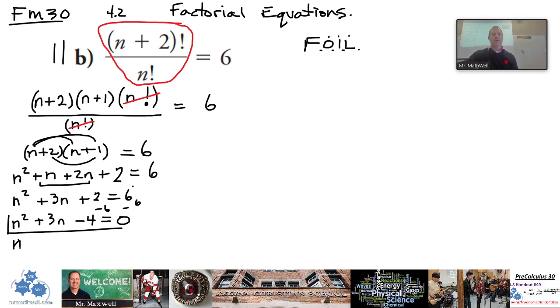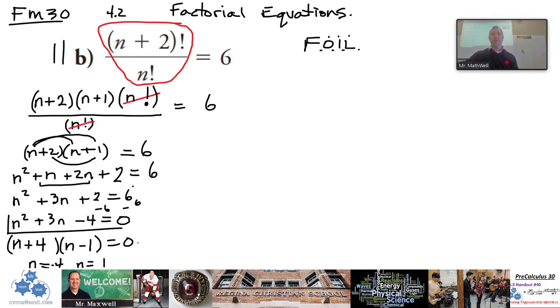So in factoring this, we're going to have n and n as the first terms. We need to look for factors that multiply to negative 4 and add to positive 3. That looks like it's going to be plus 4 and minus 1. Those multiply to negative 4 and add up to positive 3. So I have n equals negative 4 and n equals positive 1. How's that look? You guys following along here? Jot that down. You're going to have to know how to do this, so make sure you have this down.